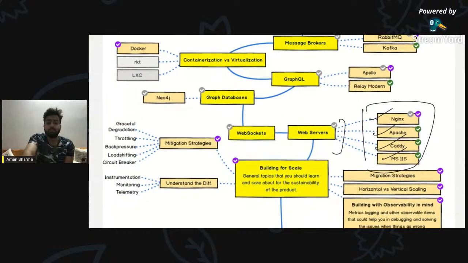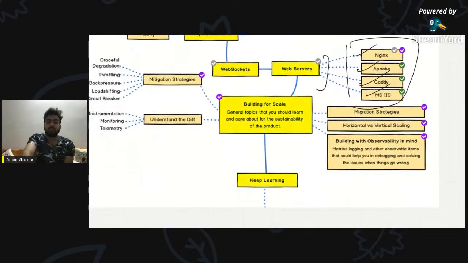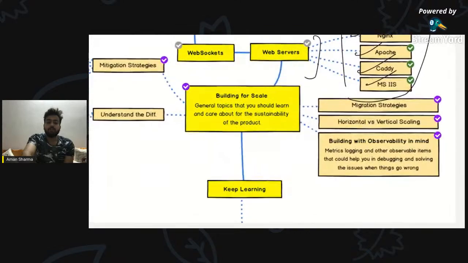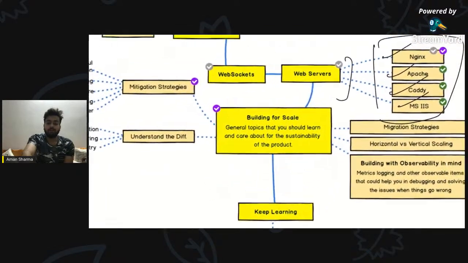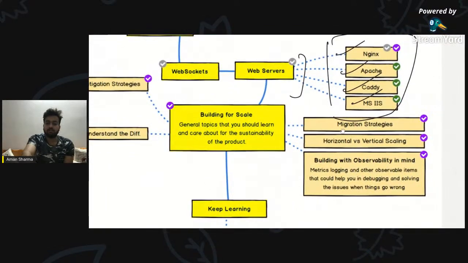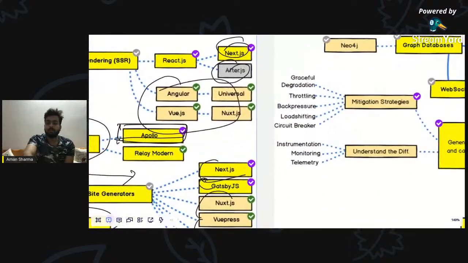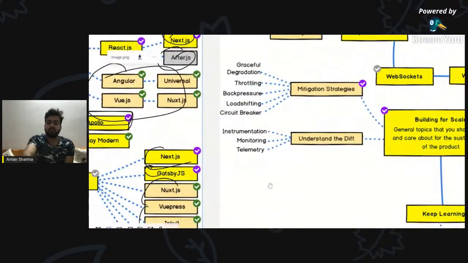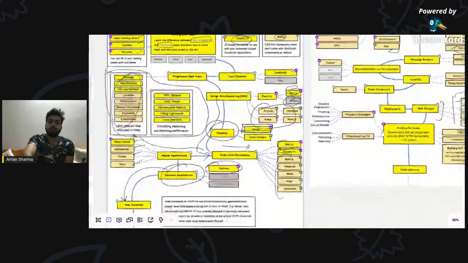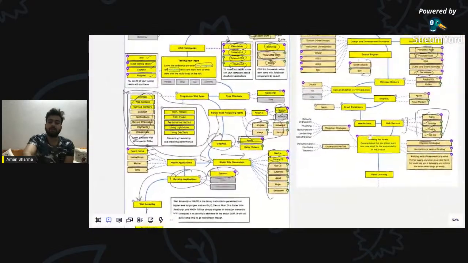And then if you want to build applications for scale, which is not something you will do at the beginning of your career, but if you do, there are different ways of doing things like migration strategies, horizontal versus vertical scaling, and understanding different strategies. This is like the far most epitome of doing backend.